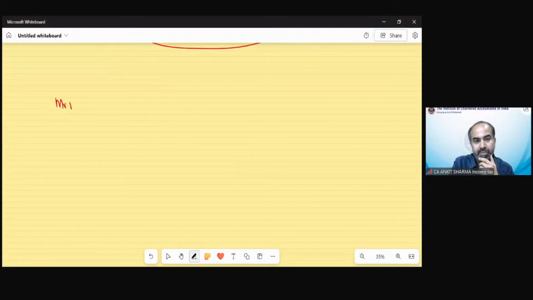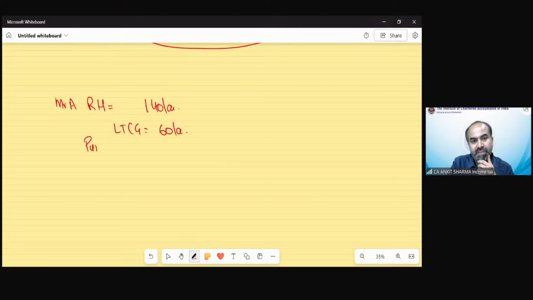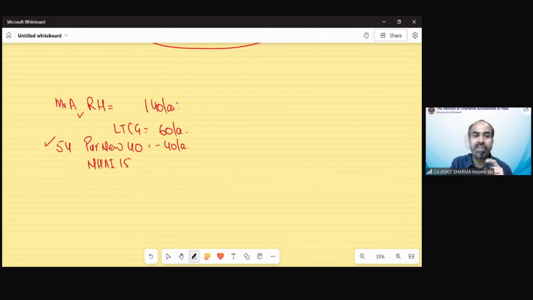Suppose Mr. A transfer residential house for 140 lakh. The long-term capital gain, suppose, is 60 lakh rupees. He purchased a new residential house for 40 lakh rupees. And he also purchased NHAI bonds for, suppose, 15 lakh rupees. So first of all, we will give the specific exemption. So specific exemption is section 54, because what we transfer residential house, what we purchase another residential house.